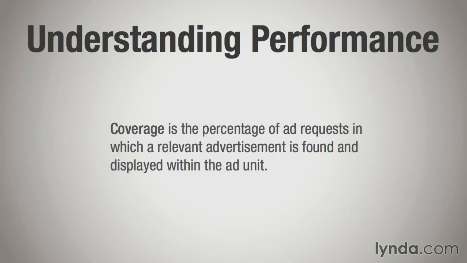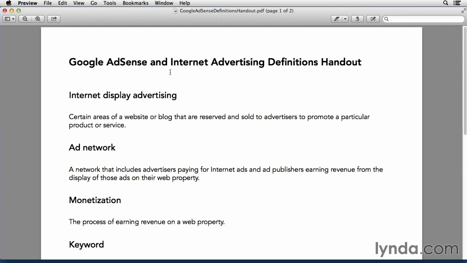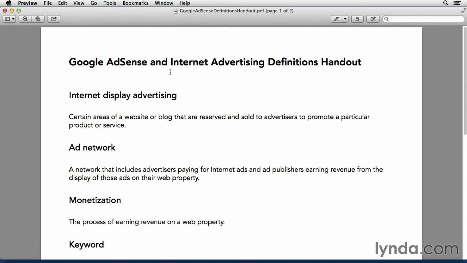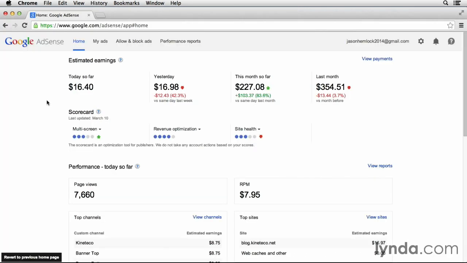You don't want an ad unit to request an advertisement and nothing to be found to put in that ad unit. That means that you might need some additional keywords, or you might have to tweak the title on your page so that Google can more easily find a relevant advertisement to display on your web page. Also, remember that with this course, there's a handout sheet that has a number of definitions so that you can print out that sheet and have it next to you to refer back to as we take a look deeper into the performance report section of Google AdSense.